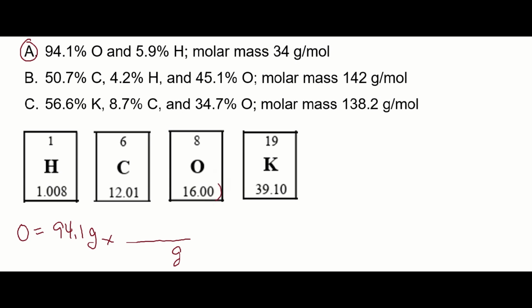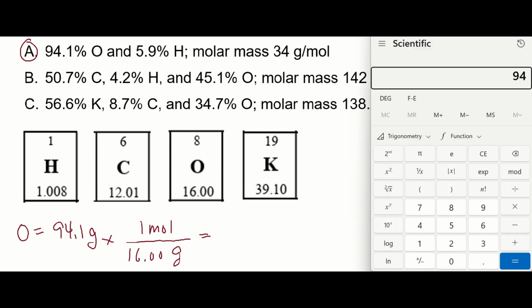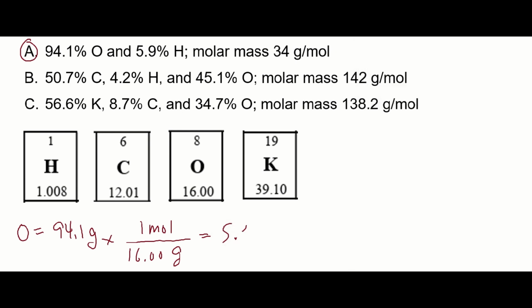So the molar mass for oxygen from the periodic table is 16.00. So let's use that molar mass to convert to moles. So we get 5.88 moles of oxygen if we had a 100-gram sample of this compound. All right, now we're trying to get moles because in order to get the empirical formula, we need O with a subscript of something and H with a subscript of something. So these subscripts can be interpreted as mole ratios. That's why we're trying to get moles.